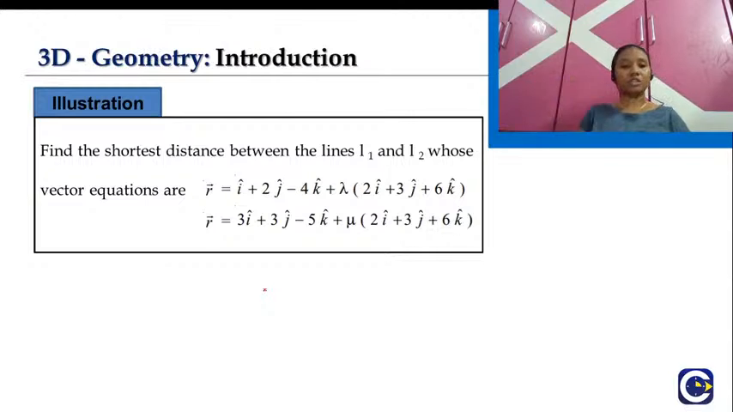I have given two lines. I have given the equations of those two lines in vector form. This is my first line equation, r bar equals i cap plus 2j cap minus 4k cap plus lambda into (2i cap plus 3j cap plus 6k cap). This is my equation of line 1, and let this be my equation of line 2. You have to find the shortest distance between these two lines.